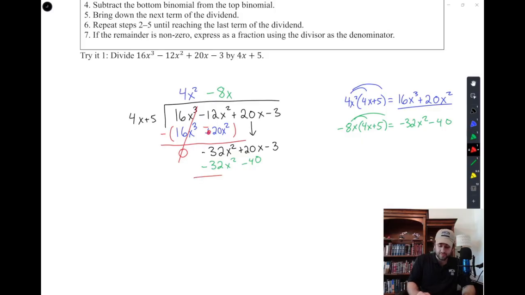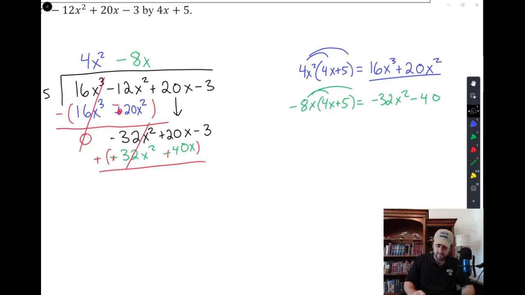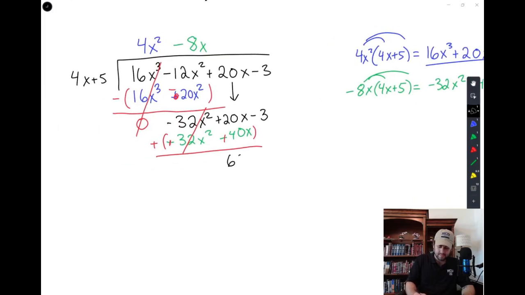And then we need to do the most important step, which is to subtract the whole thing, which will change all of the signs to positive. And we cancel out the first term, and we're left with 60. Oh, I dropped my x. And we're left with 60x. Then we drop down the negative 3, and we've got a negative 3 there.